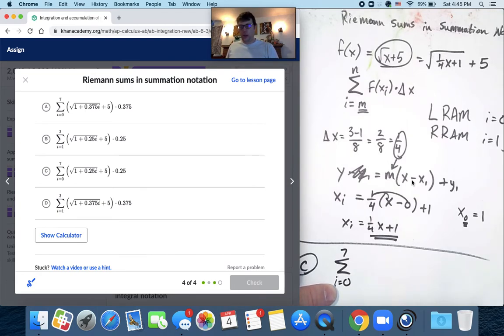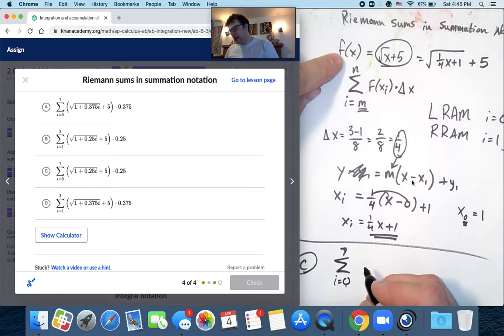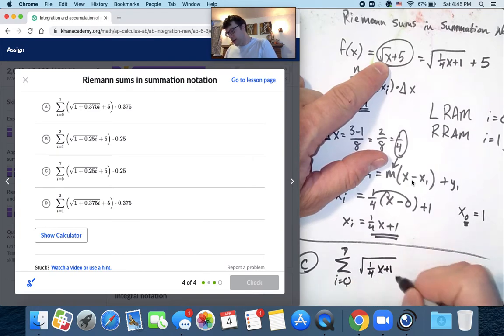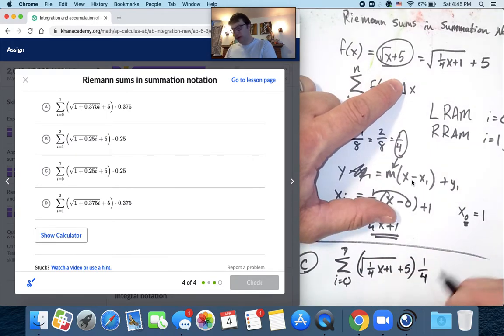And then we're going to go from 0 to the first one, 0, 1, 2, 3, 4, 5, 6, 7. 0 through 7 is 8 things. So we still have 0 to 7. That is 8 jumps, so we're still good with our number of subdivisions. F of x is this formula: 1/4 x plus 1 plus 5 times a fourth.